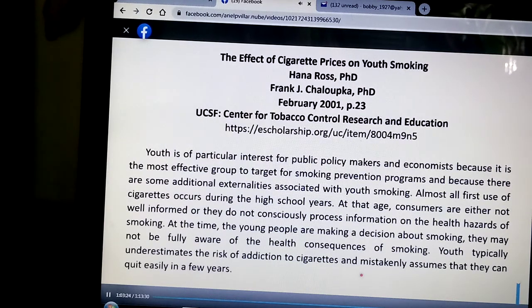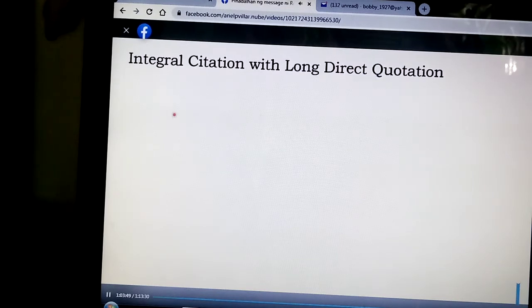So, mag-a-apply po tayo here of our review of related literature and review of related study skills. Gagawin po natin itong RRL or RRS format. So, i-try natin yung ating first format. Ang una nating gagawin ay nasa next slide. So, ayan po. I-convert po natin siya into an integral cited paragraph, integral citation, pero gagamit tayo ng long direct quotation. Okay po?